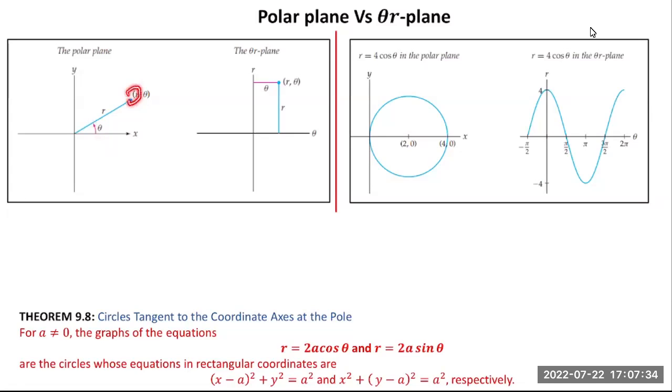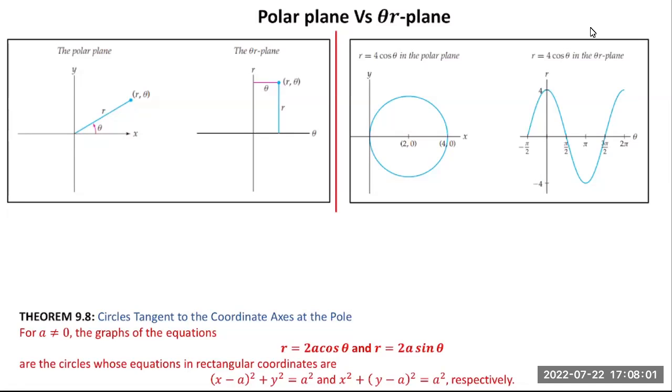And then this r is the signed distance from the origin. For example, if r is positive, it is in the same direction as the direction specified by theta. So if r is positive, this length is the magnitude of r. This length will be the value of r. If r is negative, of course, you have to go in the opposite direction, and then that length will be the magnitude of r.